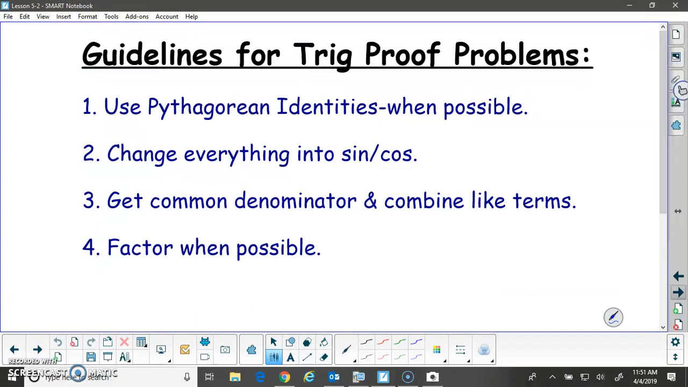All right, verifying trig identities. Guidelines for trig proof problems are, number 1, use a Pythagorean identity when possible. Try to use that as much as you can. Number 2, change things into sines and cosines. Number 3, get common denominators and combine like terms when you've got fractions. And then number 4, factor when possible.